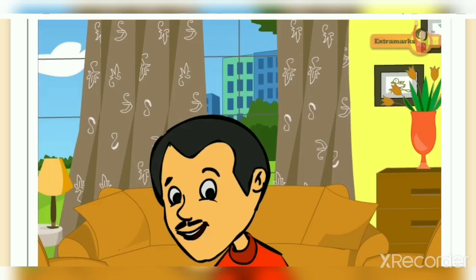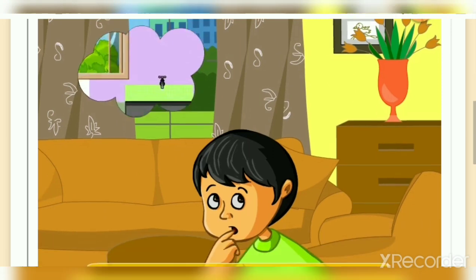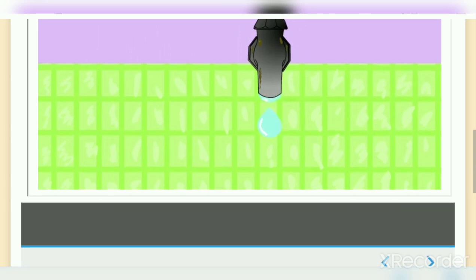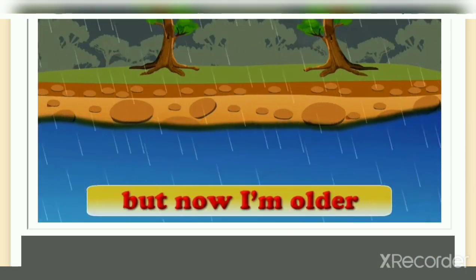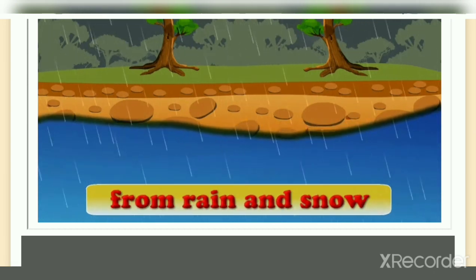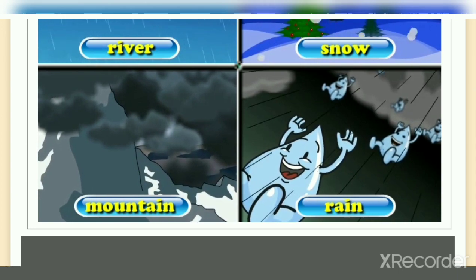When I was young, I used to think that water came from the kitchen sink. But now I'm older and I know that water comes from rain and snow. We have come across the different sources of water.